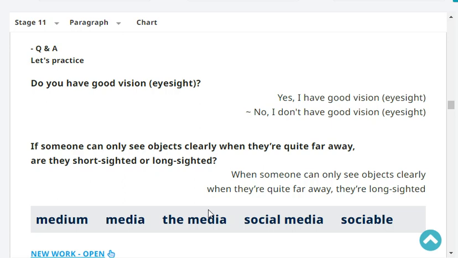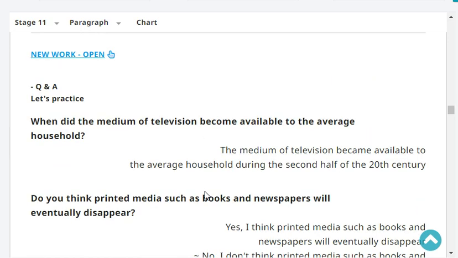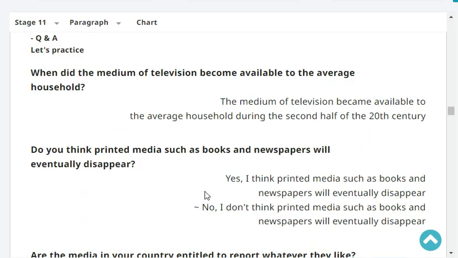If someone can only see objects clearly when they're quite far away, are they short-sighted or long-sighted? When someone can only see objects clearly when they're quite far away, they're long-sighted. Very good.